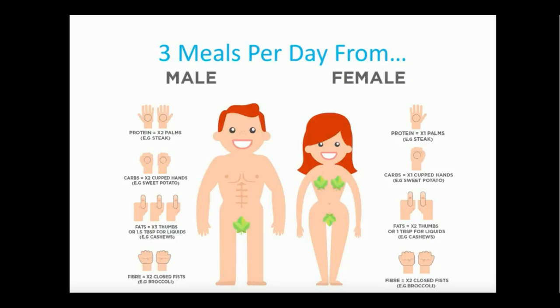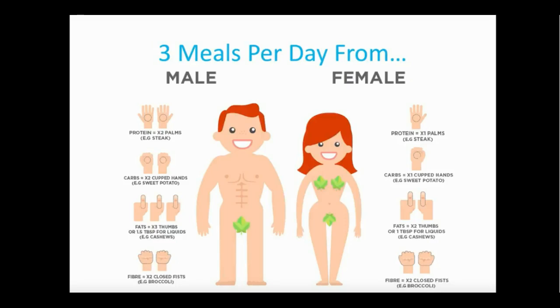open palm with one piece. That could be steak, chicken, fish, things like that. One clenched cupped fist of cooked carbohydrates, so that could be sweet potato, rice, quinoa, bulgur wheat, things like that in there. And then you've got 2 thumbs for your fats, which could be olive oils, cashew nuts, almonds, and then 2 clenched fists of your veggies.